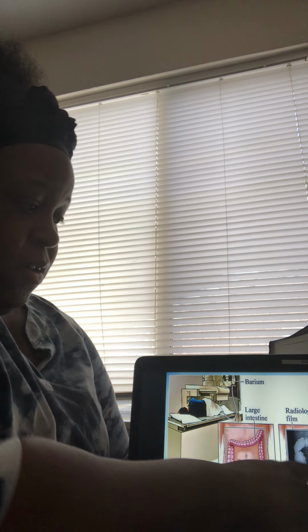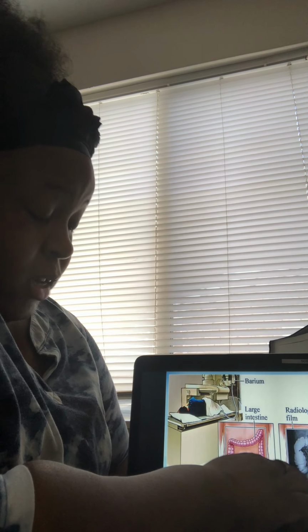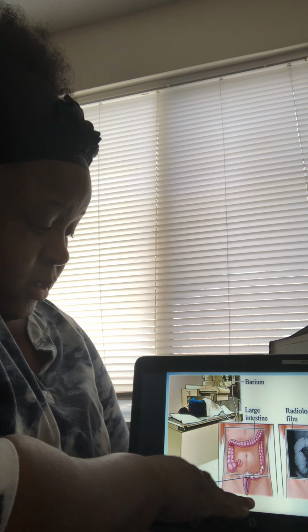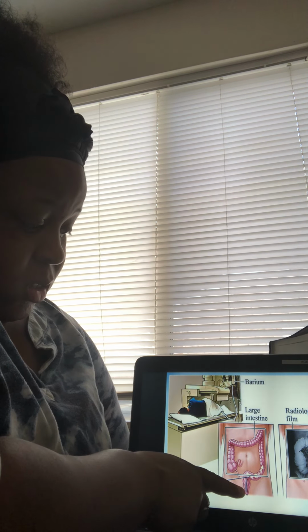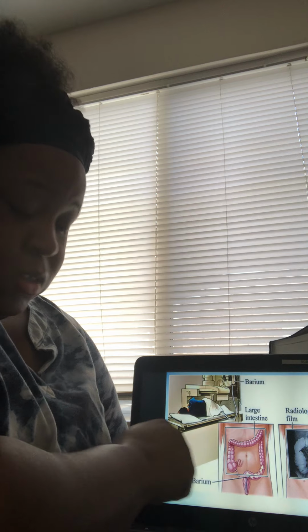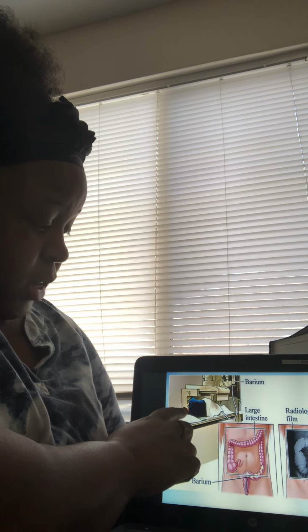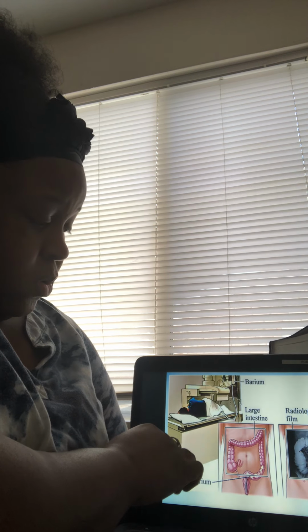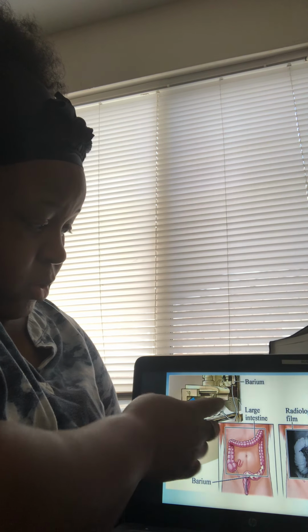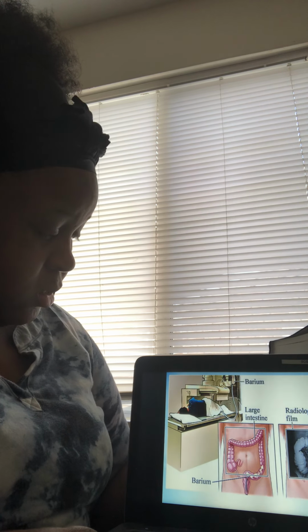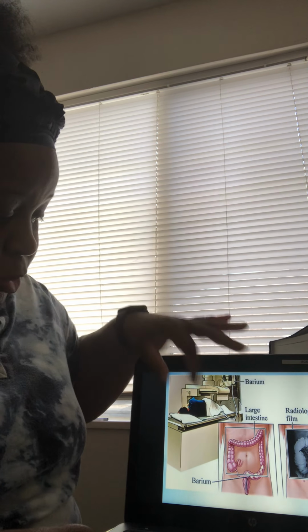And here we have a radiological film. Here's the large intestine, and here's the rectum, and this is where the enema is inserted. And this is how the patient will be laying on the side with the enema, and there's the barium liquid inside, and there's the x-ray machine.